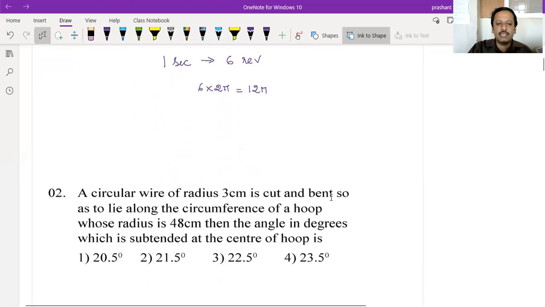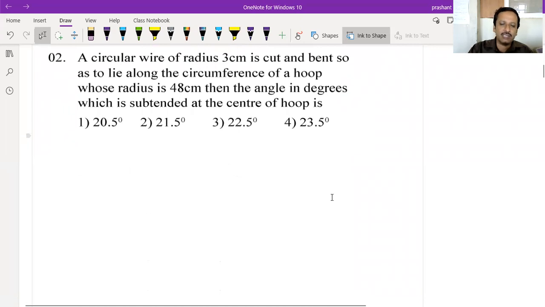Okay, let's go to the next question. The second question: a circular wire of radius 3 centimeter is cut and bent so as to lie along the circumference of a hoop whose radius is 48 centimeter. Then the angle in degrees, which is subtended at the center of the hoop, is.